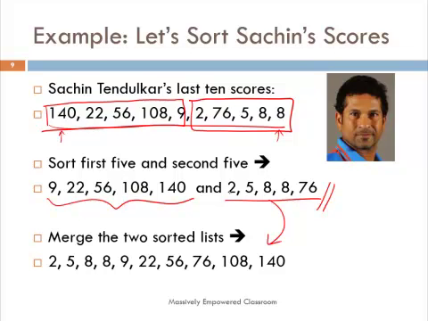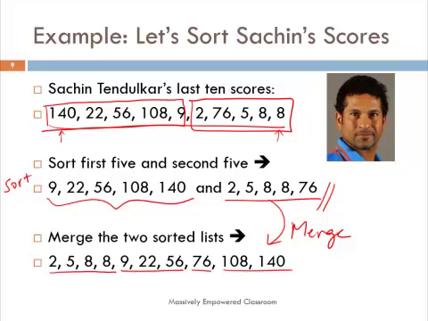How does it work? So we compare 9 and 2. 2 is smaller, so 2 goes there. We compare 9 and 5. 5 is smaller, so 5 goes there. We compare 8 and 9, 8 goes there, 8 and 9, 8 goes there. So in this case, all these 4 elements came from the second array because all of them were smaller than the smallest element of the first array. Then we get 3 elements from the first array. Then 76 is smaller than 108, so we get 76 there, 108 and 140. So my merge algorithm can produce this provided I can sort arrays of length 5.